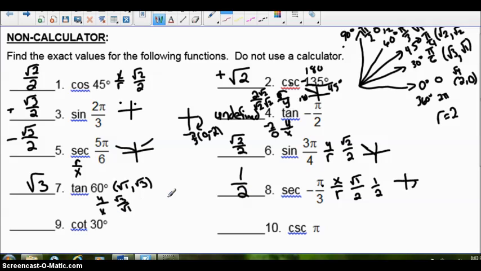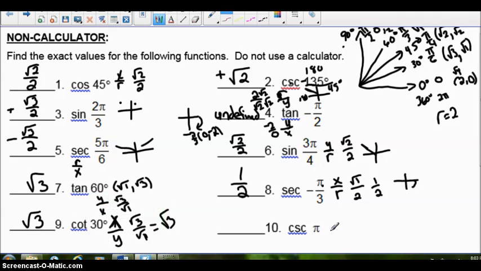Okay, cotangent of 30 degrees. Cotangent is x over y. There we go, x over y. And so that's going to be square root of 3 over square root of 1, which is square root of 3. And it's in the first quadrant, so it's just square root of 3.